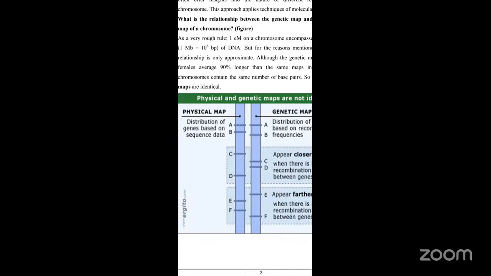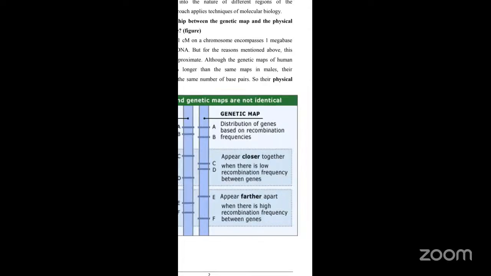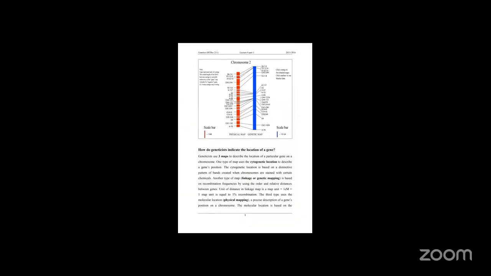They are totally different. The physical map will give you only the distribution of the genes based on the sequence data, that is, based on the nucleotide base pairs. Whereas the genetic map gives you distances based on recombination frequencies, measured in centimorgans. The closer together genes are, the lower the recombination frequency between them. If they are far apart, there is a high recombination frequency between the genes. This is the difference between the physical map and the genetic map.